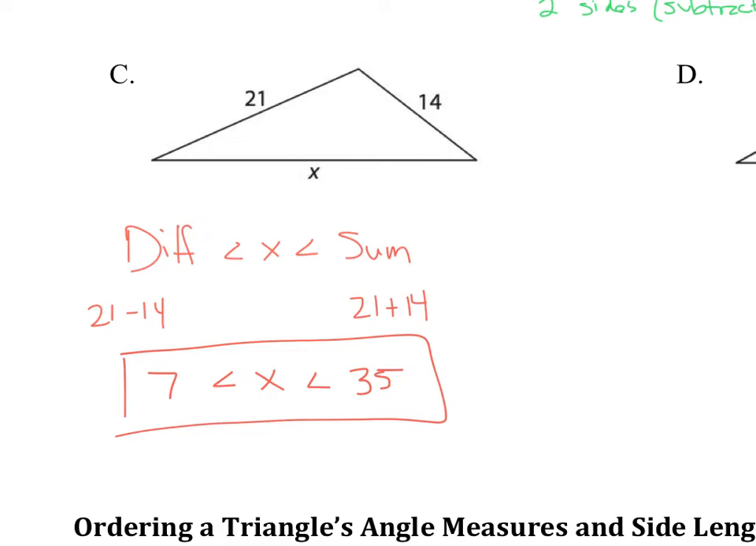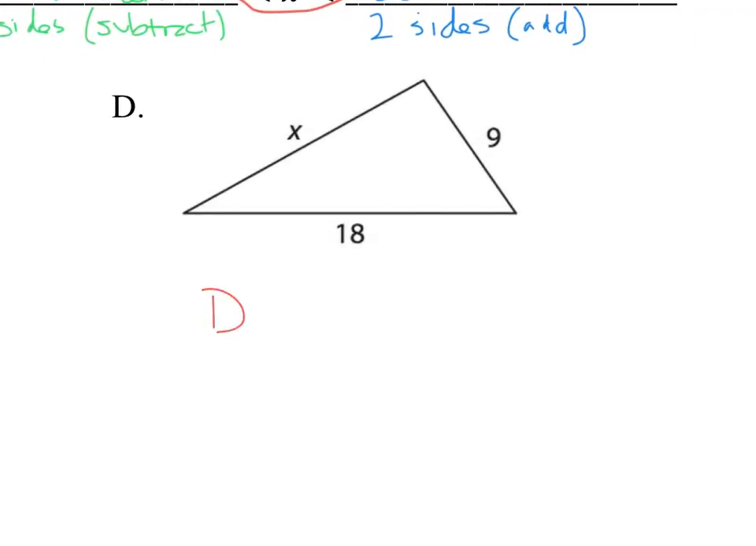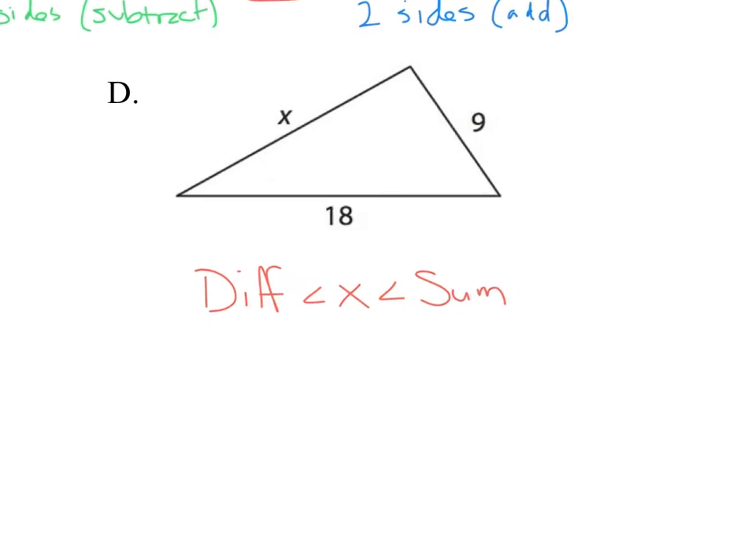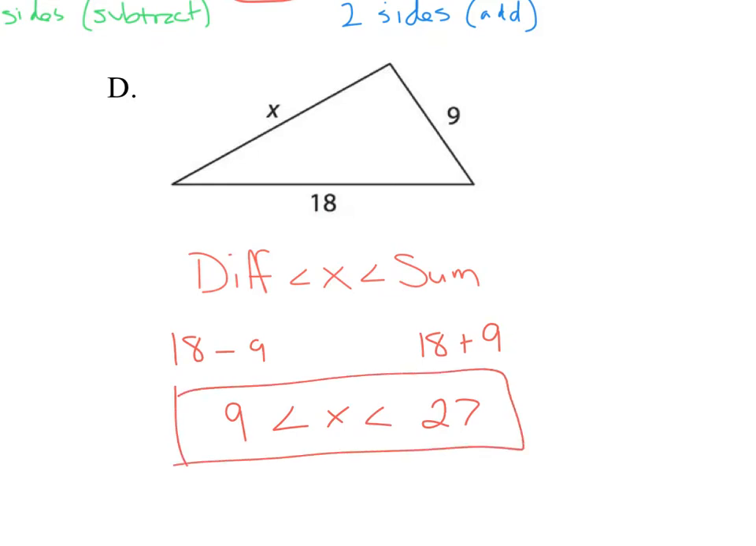So again, what this means is our x has to be in between those two numbers, 7 and 35. So it could be 8, it could be 9, it could be 20, it could be 27, it could be 15.3792. I don't know, I just know it has to be somewhere in between those two values. And so then letter D, again, our difference is less than x, which is less than our sum. So we have 18 minus 9 and 18 plus 9. 18 minus 9 is 9. 18 plus 9 is 27, so 9 is less than x, which is less than 27. And ta-da, we are done.